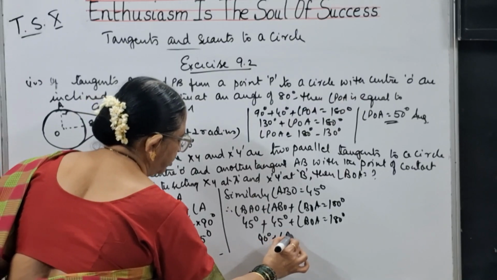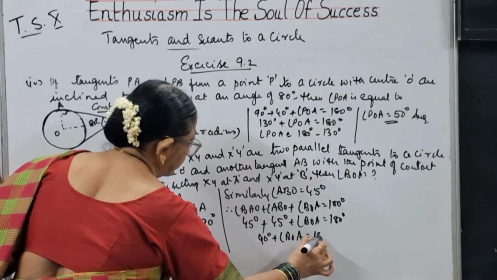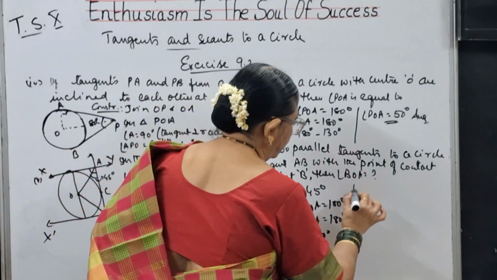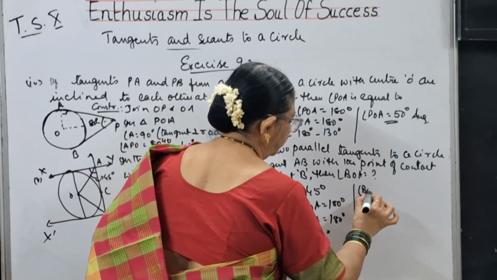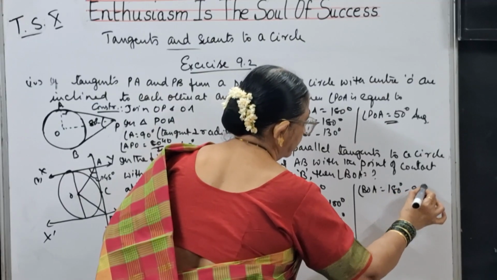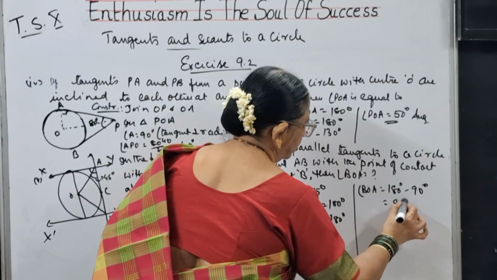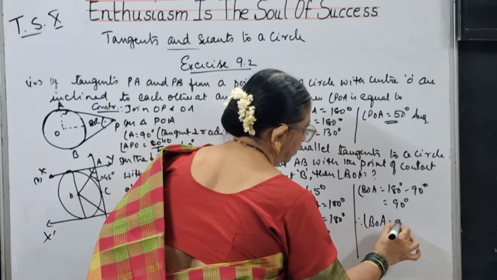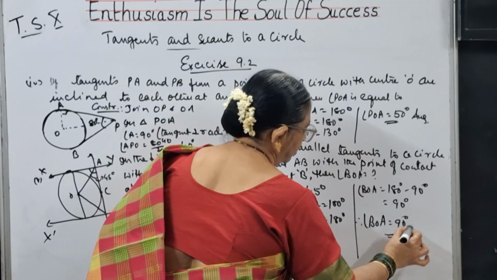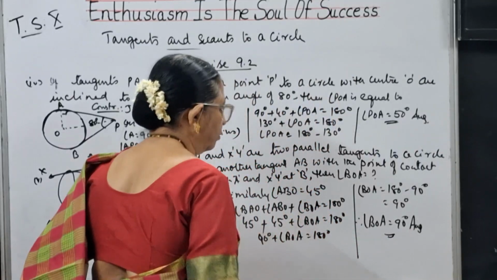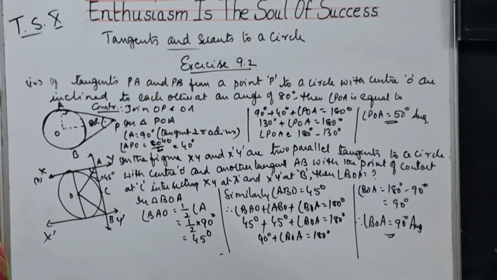90 plus angle BOA is equal to 180 degrees. So what is angle BOA? Angle BOA is equal to 180 degrees minus 90 degrees, 90 degrees. Therefore, angle BOA is equal to 90 degrees is your answer. This is the first problem I have completed, children. Please note it down.